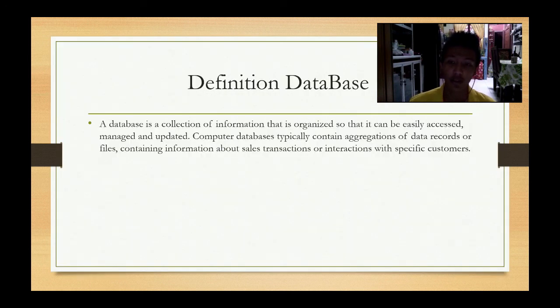So, database is a collection of information that is organized so that it can be easily accessed, managed, and updated. With computer, database typically contain aggregation of data record or file like that, so containing information of transaction and etc.